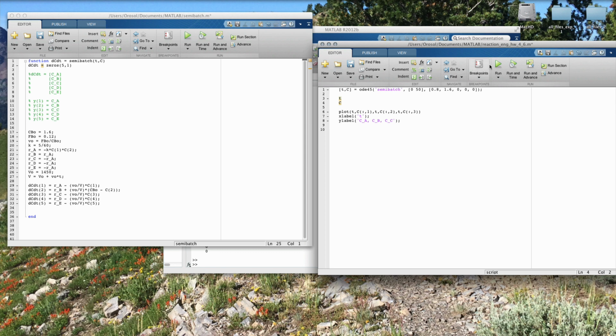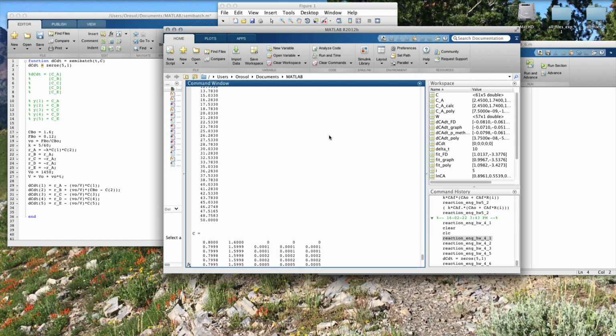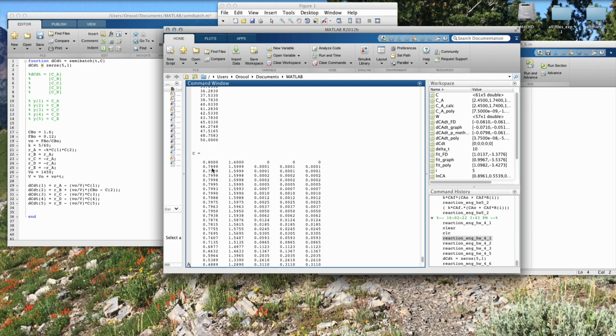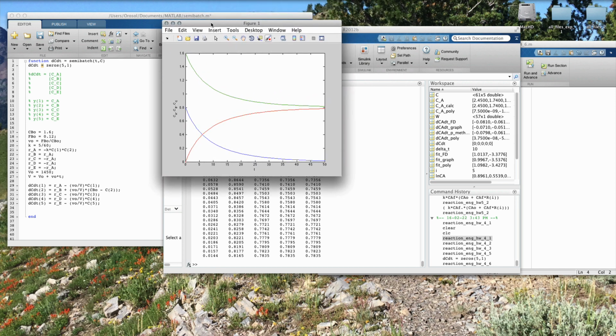So if I run this, then first of all I have the time, so 0 to 50. Now these are the concentrations, so this would be CA, CB, CC, CD, and CE. And you could read your final value off this if you needed to. And so then this is what the plot looks like.